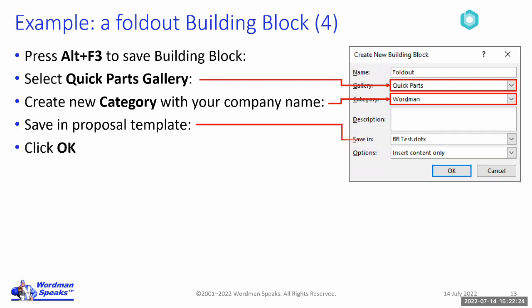You can save it in your proposal template. If you don't, it will automatically get saved into your Normal template, which will make it available to every document that you're editing. But of course, this fold out we've created is really only relevant to this particular template, right? Because it's got the right headers and footers. So in this case, we want to save it in our proposal template. This is called BB test, building block test. And we click OK. That's it.